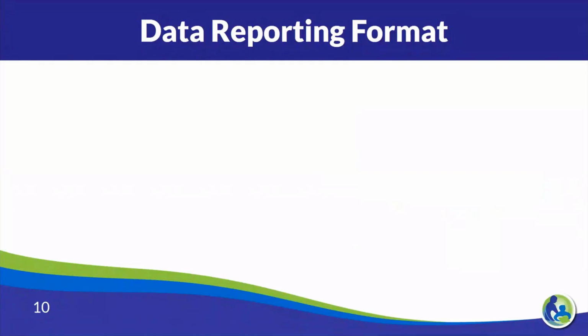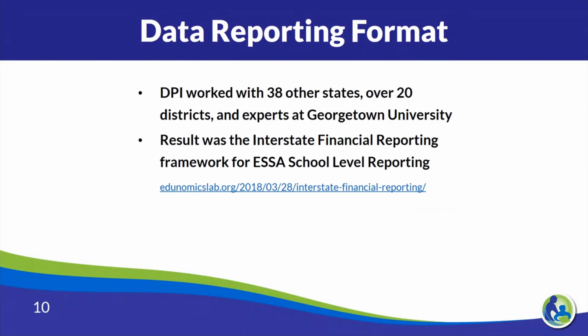Now, the way that we're going to be reporting this information was worked out between DPI, 38 other states, 20 large urban districts, under the guidance of some experts at Georgetown University. We have what they call the Edunomics Lab, looking at school finance data and research. And the result of those discussions over a period of a couple of years was what's called the Interstate Financial Reporting Framework. There's a link to this in the slide, and we'll post the slides on the School Finance Team website after the presentation. But it has been officially endorsed by the U.S.